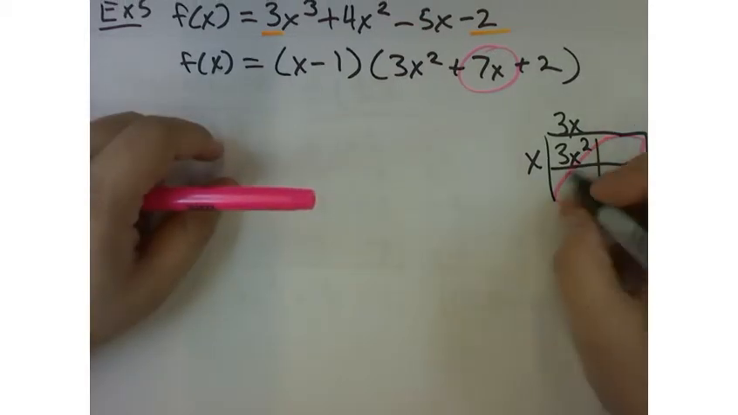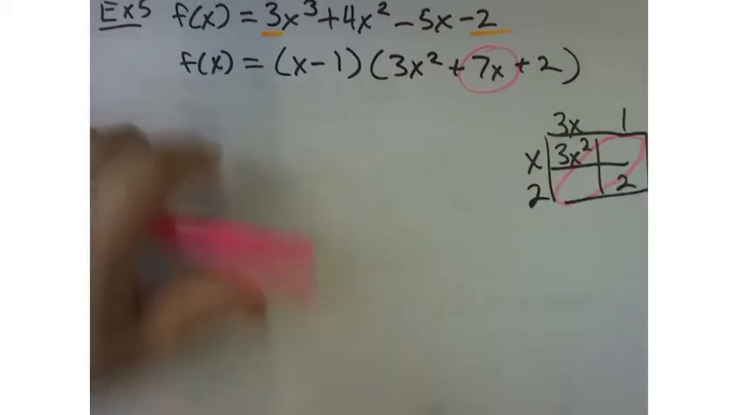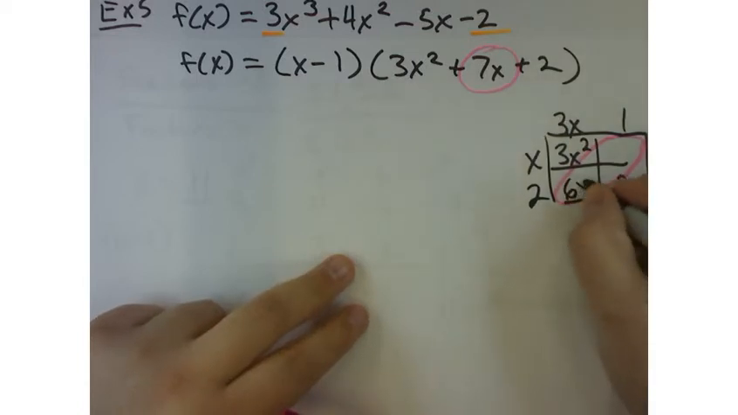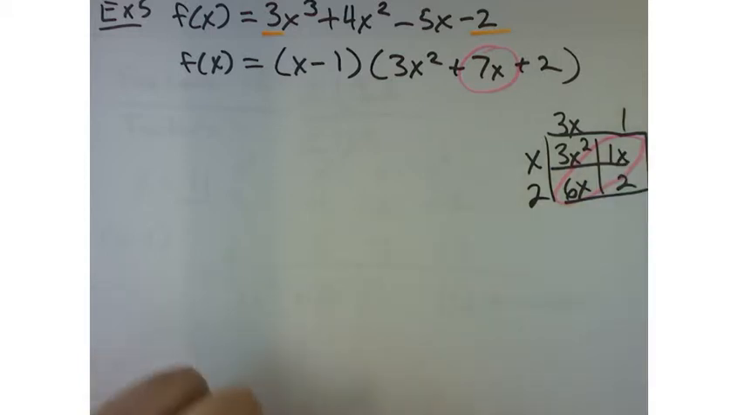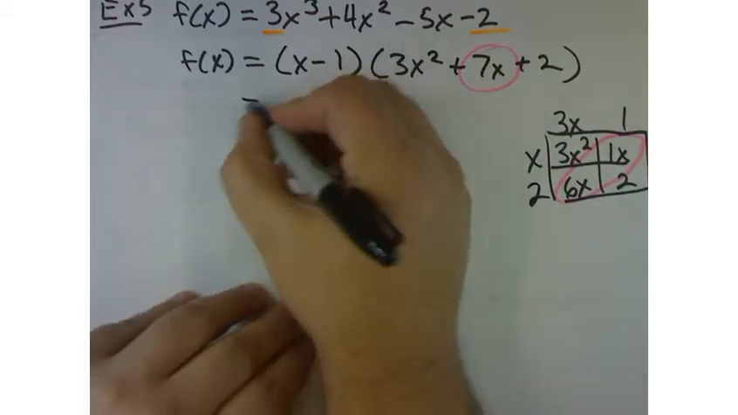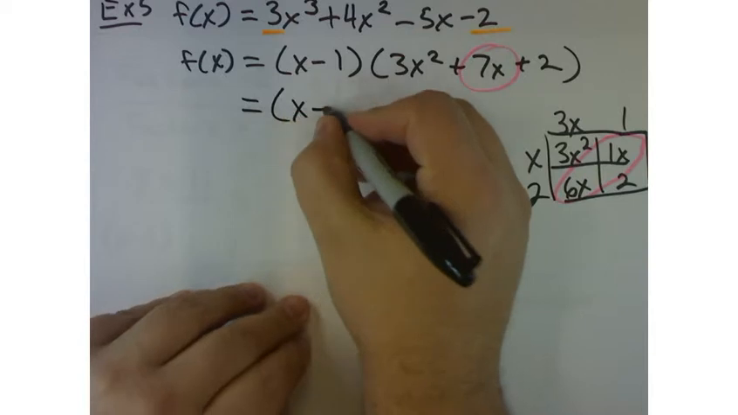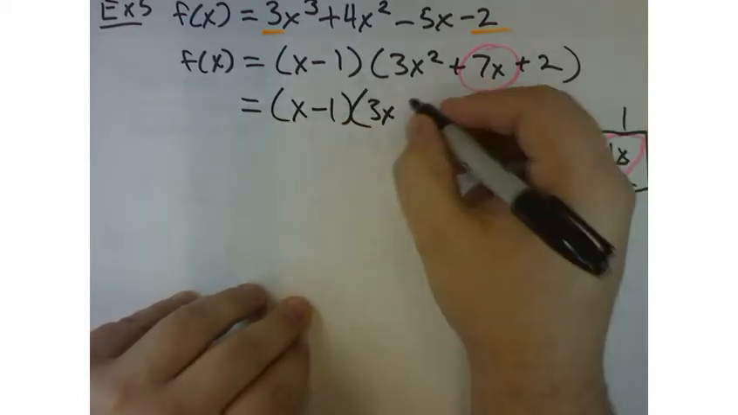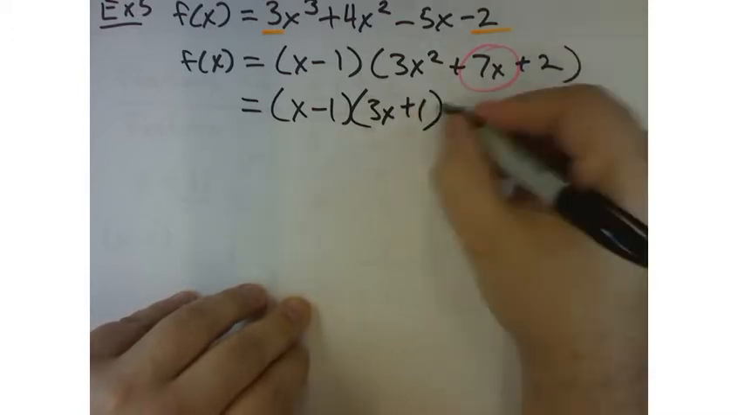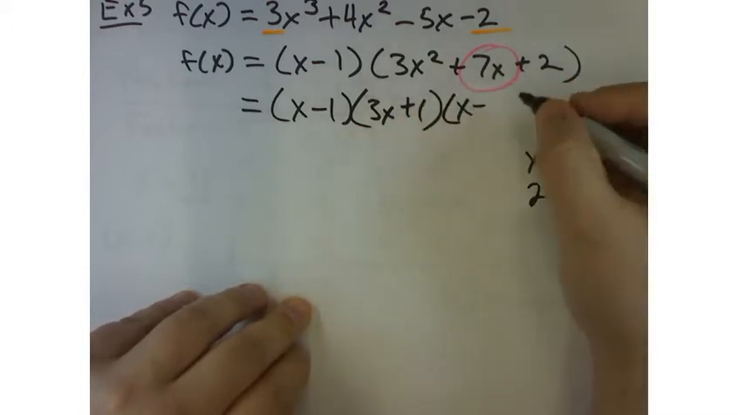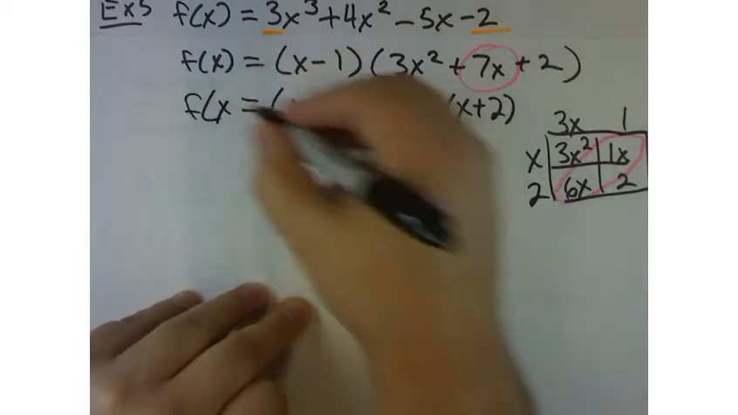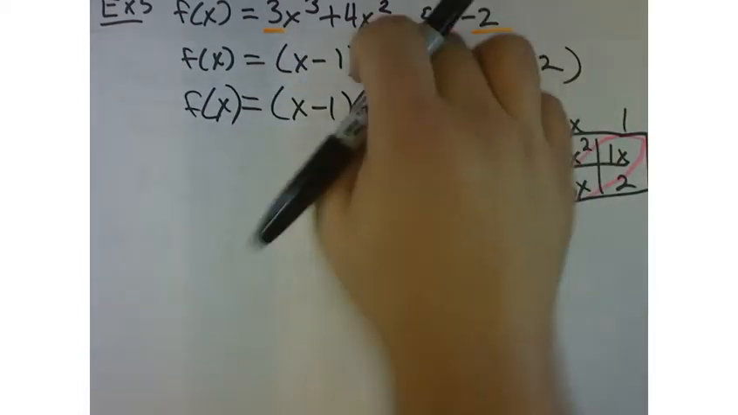Now if I put 2 and 1 here, what's 3x times 2? What's 1 times x? Does that add up? Yeah. So what I've done is I figured out that x minus 1 times 3x plus 1 times x plus 2 are the factors of this cubic.